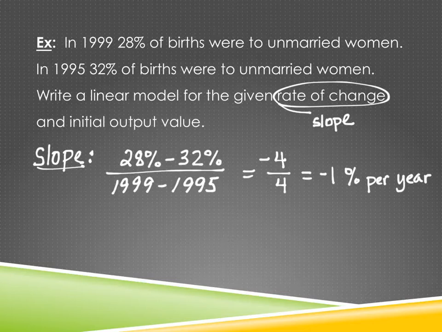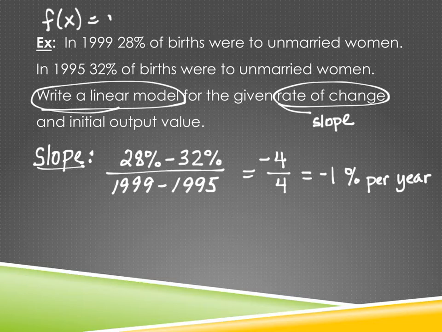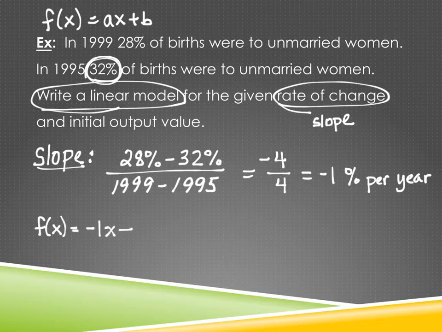We're actually asked to find an equation, a model. So in a linear model, you need a slope, right? Our goal is to write this as f of x equals ax plus b. We need a slope. We've got it. A is negative 1. We found that. B is the starting value. So which of these two values makes sense to be the starting value? 1995, because it occurs first, right? So the lower value would be our starting value, and the lower value then would be the 32. So as I'm writing my equation, f of x equals negative 1x plus 32.